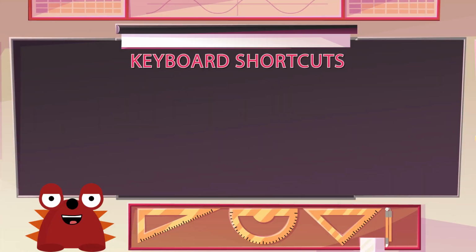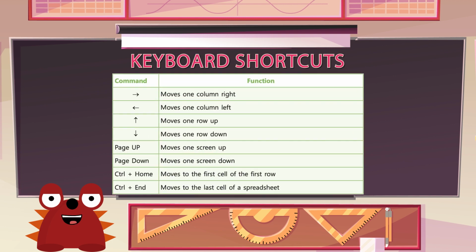Now, let me teach you about all the keyboard shortcuts you can use while doing this on your own before we leave. The right arrow key moves one column right. The left arrow key moves one column left. The up arrow key moves one row up. The down arrow key moves one row down. Page up moves one screen up. And page down moves one screen down. Control plus Home moves to the first cell of the first row. And Control plus End moves to the last cell of a spreadsheet.